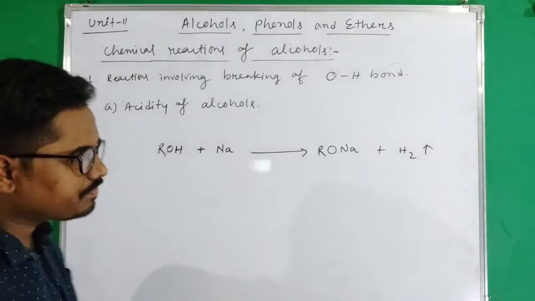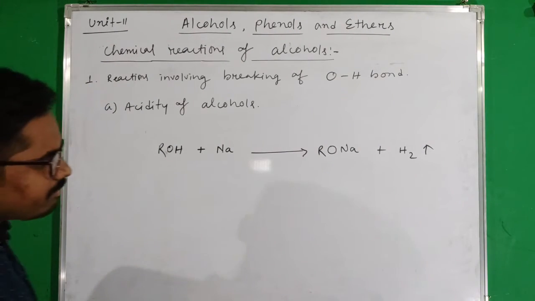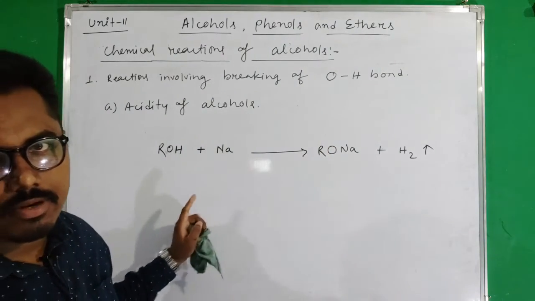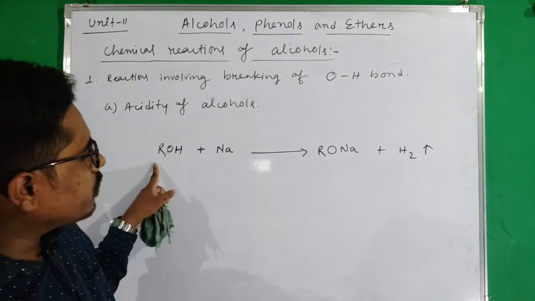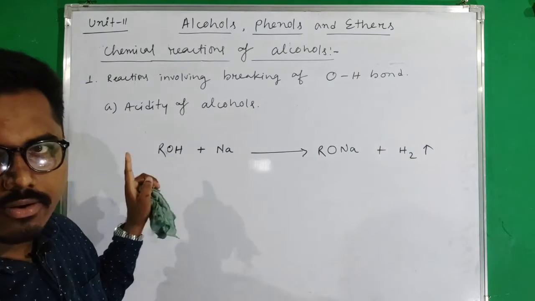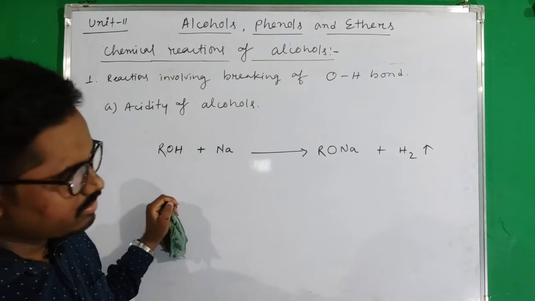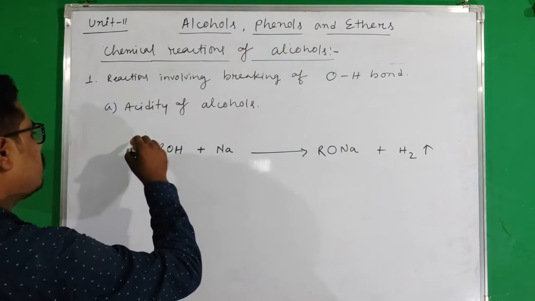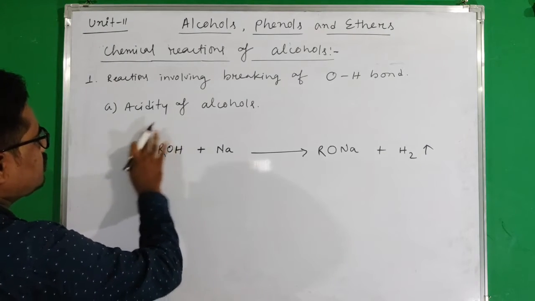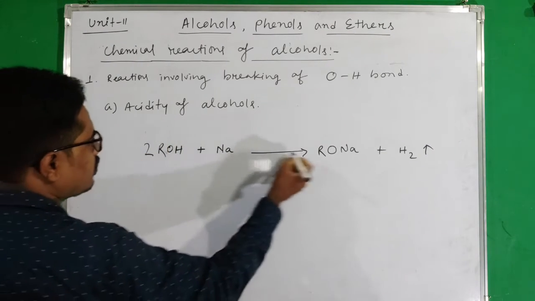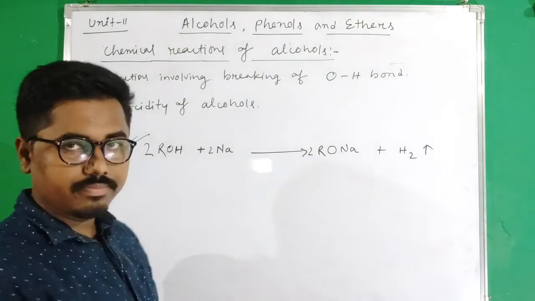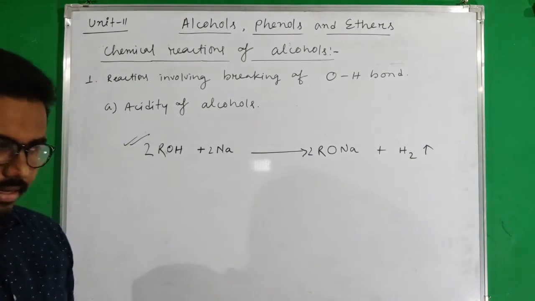Okay, so that means we already know that when acid reacts with metal, then salt and hydrogen gas is formed. So alcohol is showing the properties of an acid. Therefore, alcohols are acidic in nature. So this reaction proves that alcohols are acidic in nature. Okay, we will balance this equation. We have to put 2 here, then 2, and again 2.